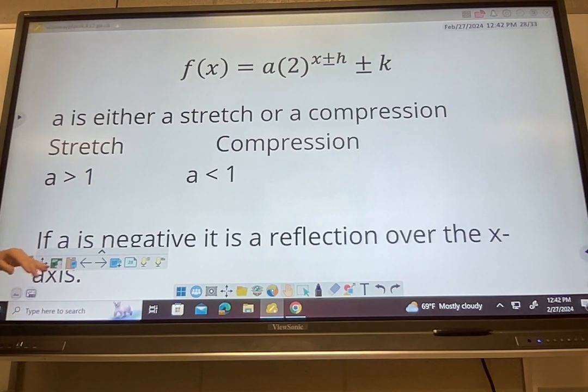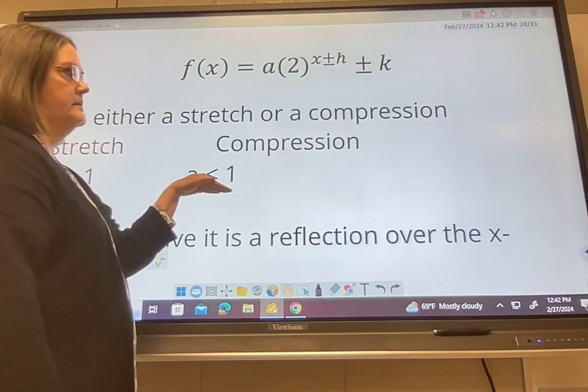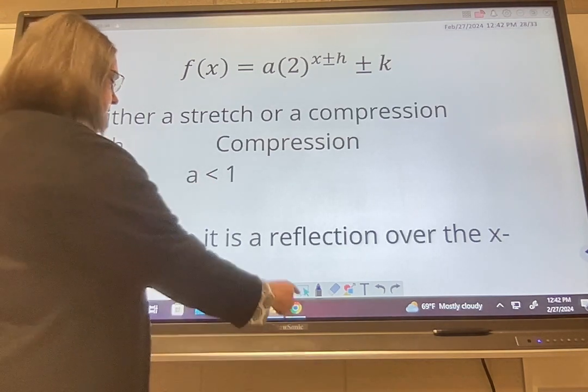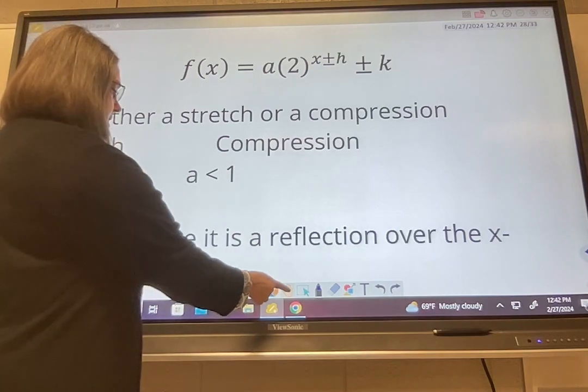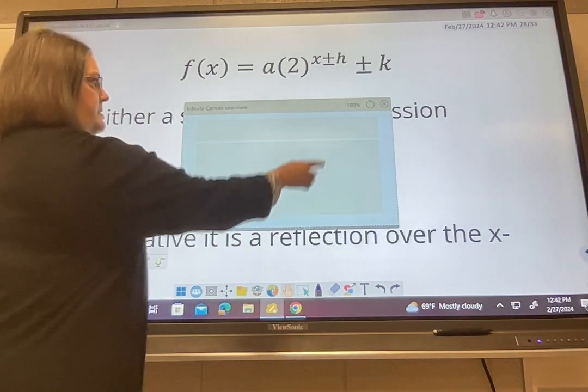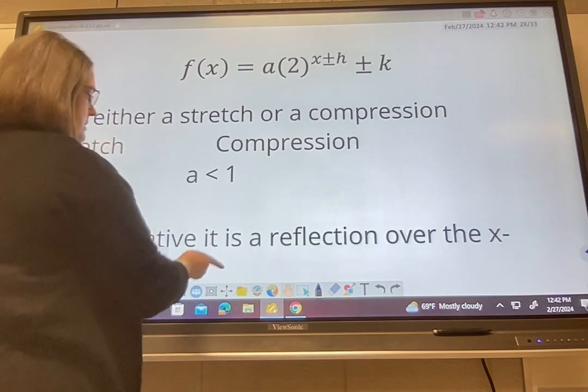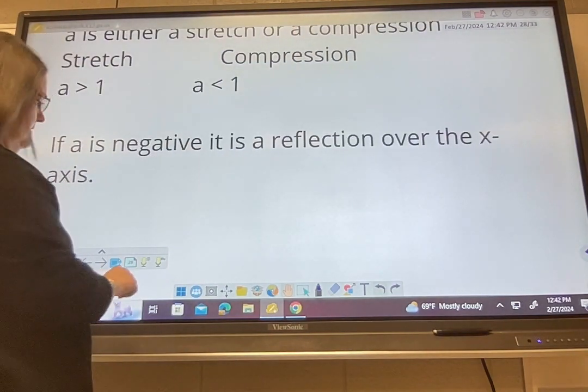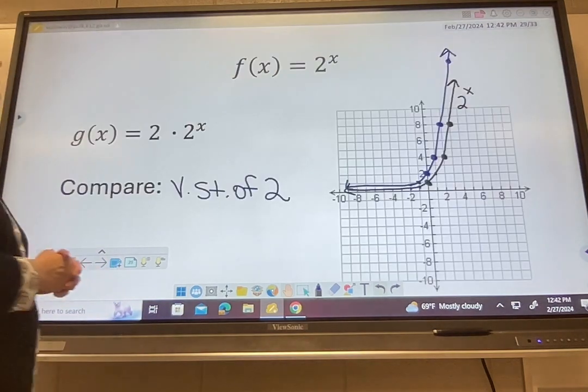If a is a number bigger than 1, and I mean the absolute value of a, not a negative sign, we ignore the negative here. We just look at the number. If it's bigger than 1, then it's a stretch. If it's less than 1, it's a compression. And again, ignore the negative sign. So if a happens to be negative, then it is a reflection over the x-axis. That's what happens there. Okay, let's take a look.